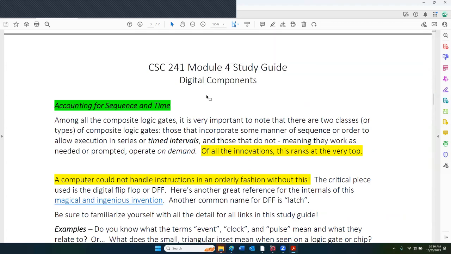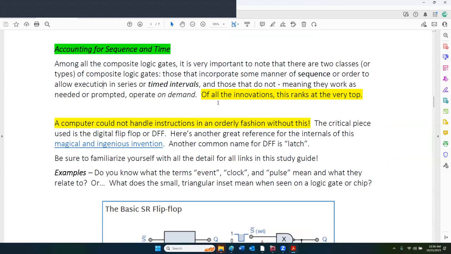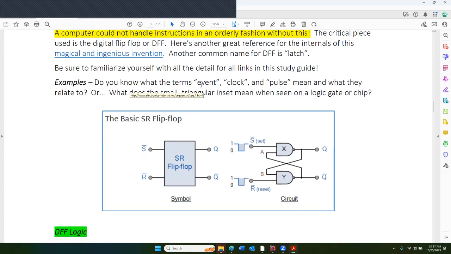So you can have communications with multiplexers and demultiplexers, but there's still a missing link. And this is one of the most important innovations, because if you couldn't handle instructions in an orderly fashion and you couldn't work timing, everything would just happen all at once. That's an oversimplification, but you can't overstate the importance of the flip-flop. There's another link here that provides additional information about the flip-flop. But if you've heard the term event or clock, system clocks, how many of you knew that your computers have a built-in clock that requires a battery?